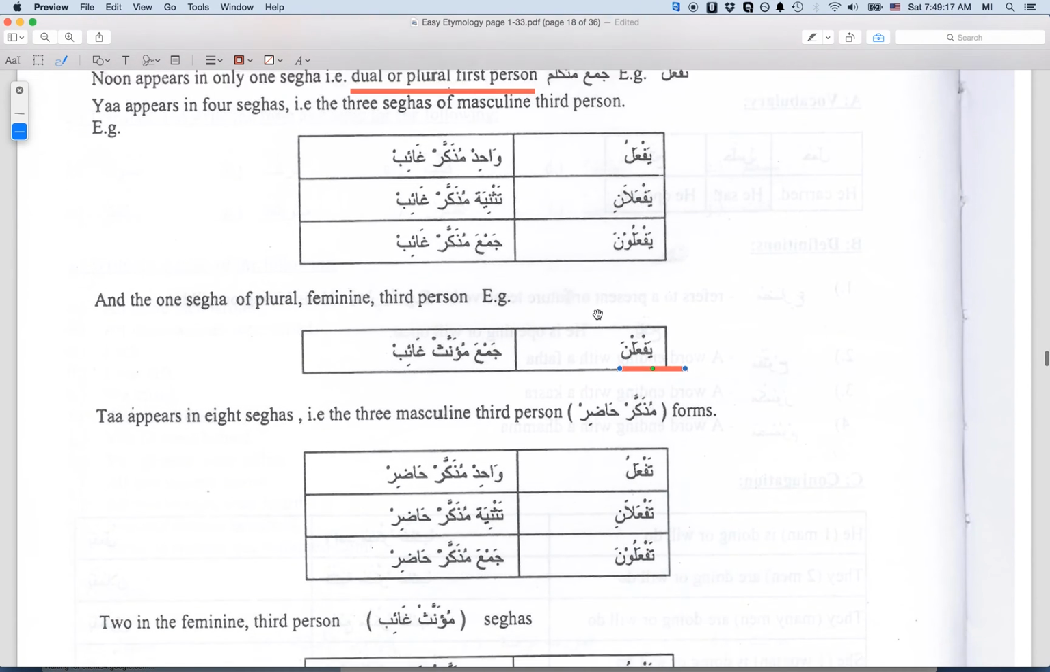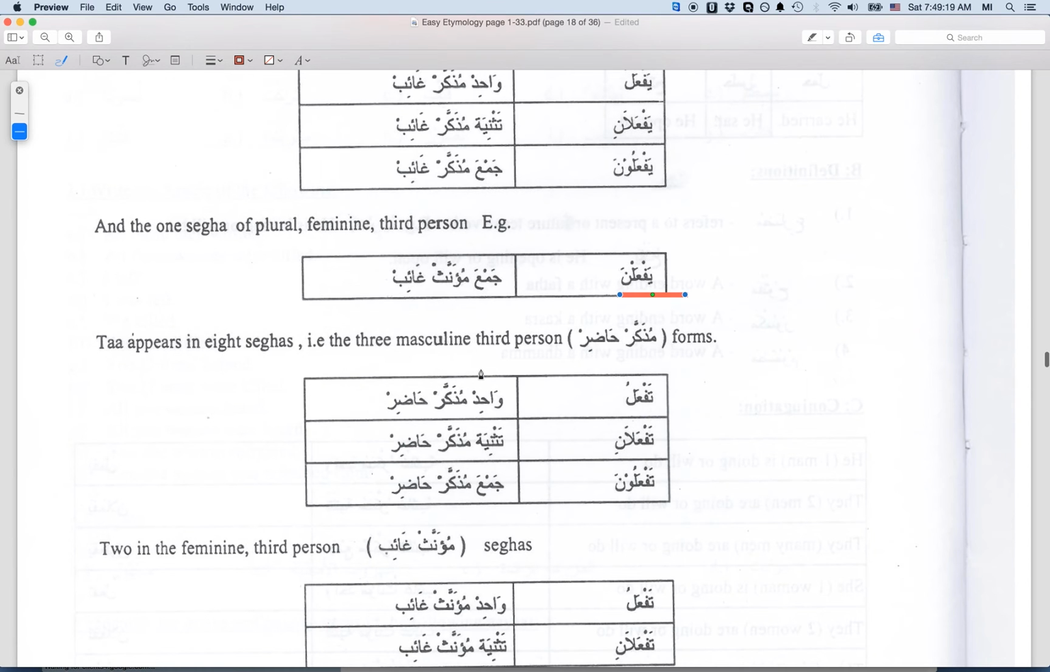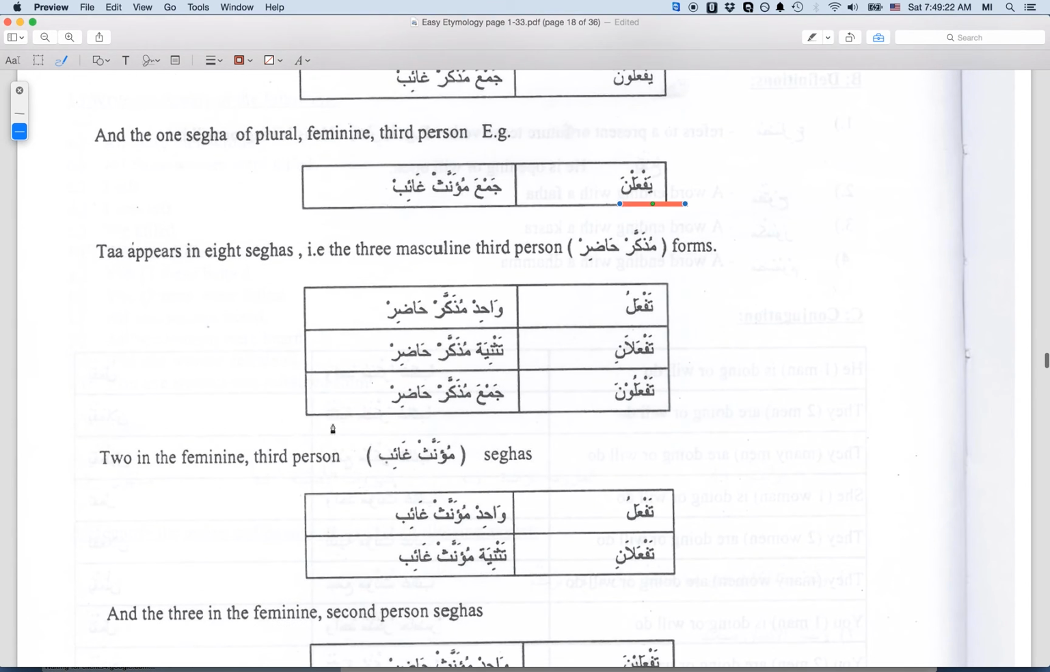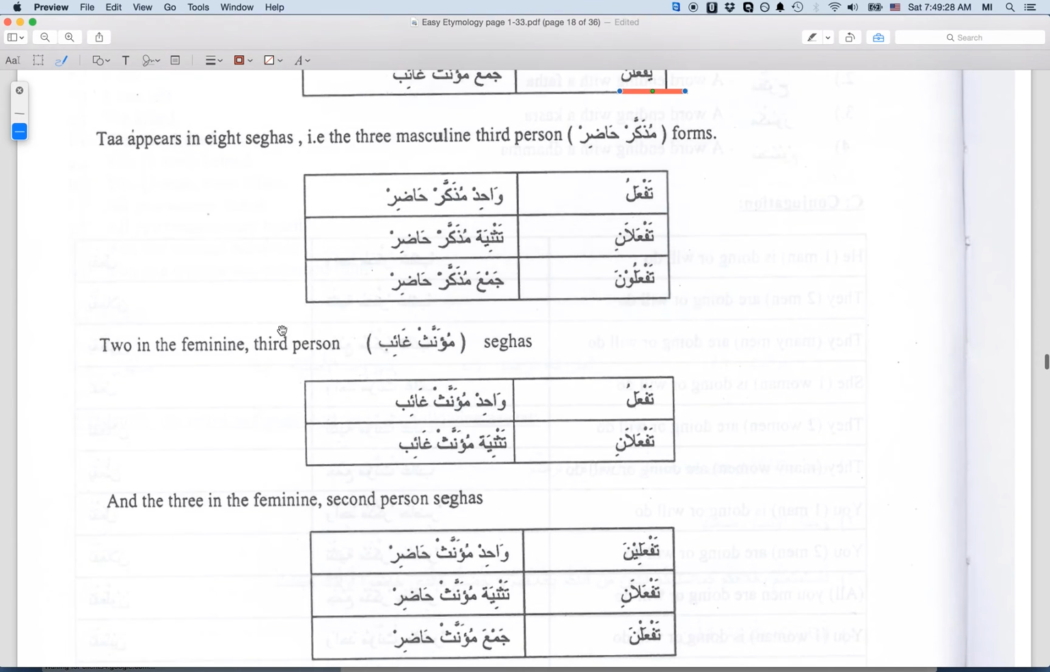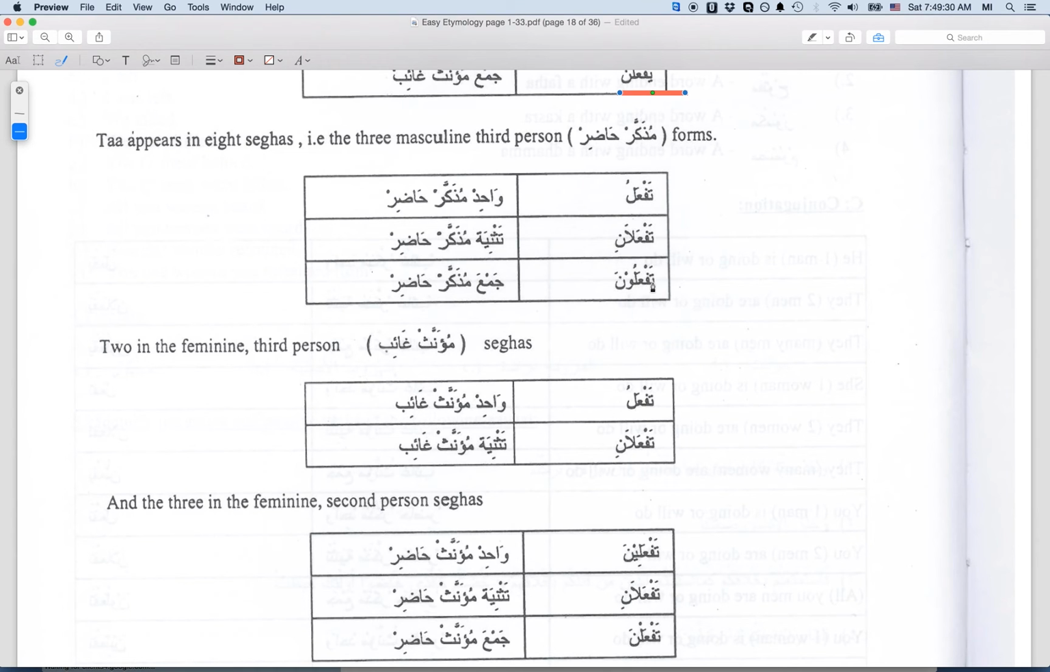جمع مؤنث غائب. Ta appears in 8 sigas. So 3 are in masculine second person, 2 in feminine third person, and 3 in feminine second person. That's a lot of them. تفعل, تفعلان, تفعلون. Yeah, these are not third person, they made a mistake. This is second person, حاضر, present. So تفعل, you do. تفعلان, you two do. تفعلون, you all do. Men.